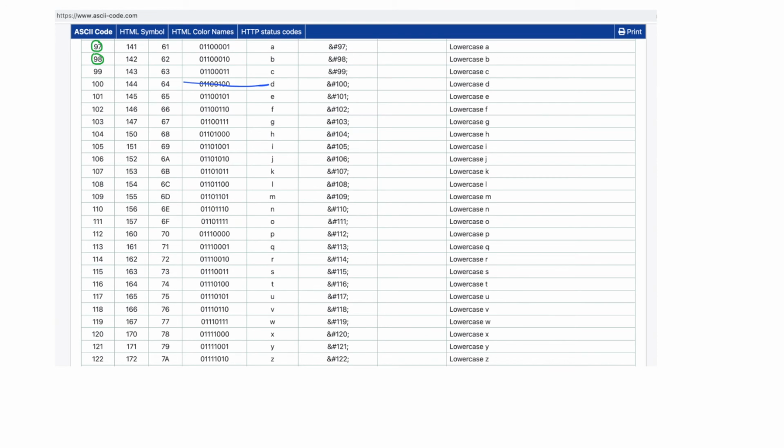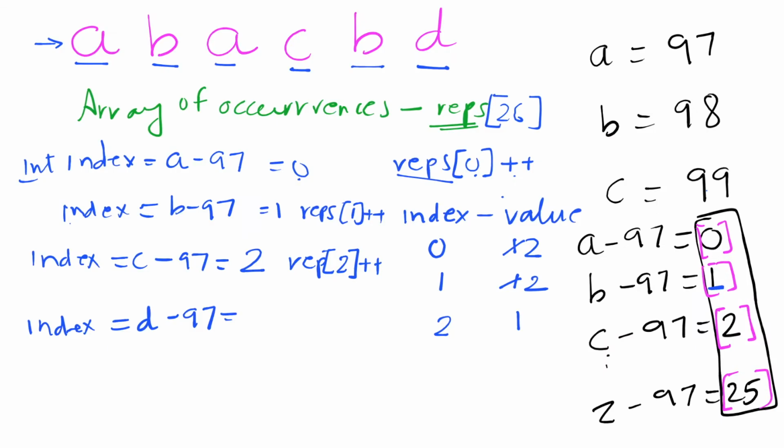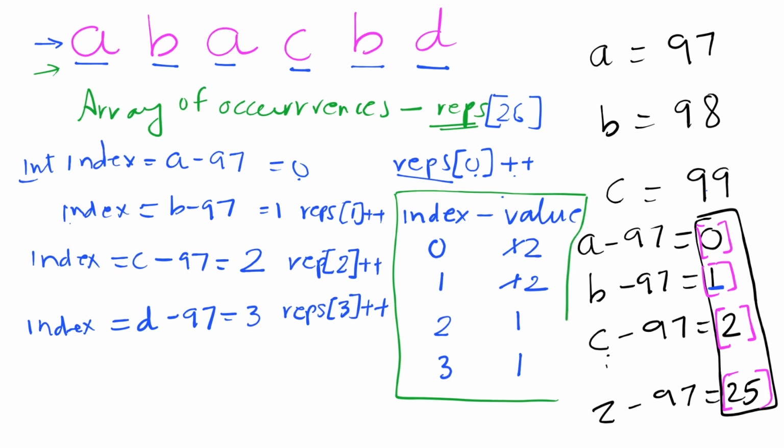From the ASCII chart, D has an ASCII code of 100. So 100 minus 97 is 3, which means we need to update the value at index 3, and therefore we get 1 here for index 3. As the last step, we need to iterate through our input array again, and for every element find out what the number of occurrences are in the reps array.